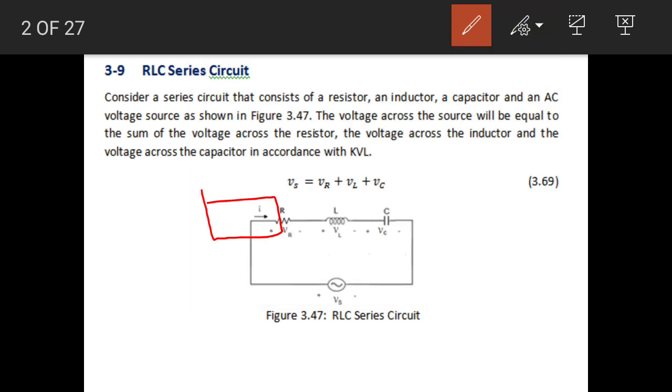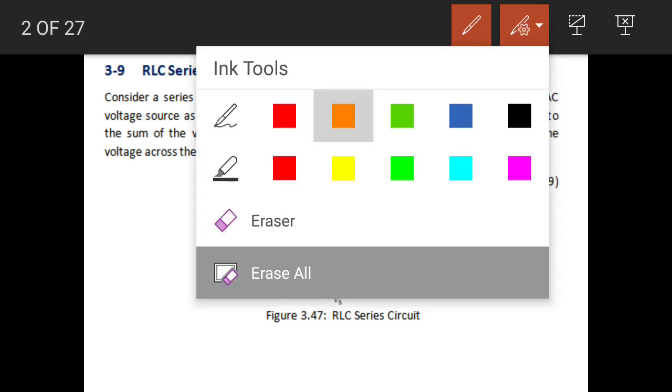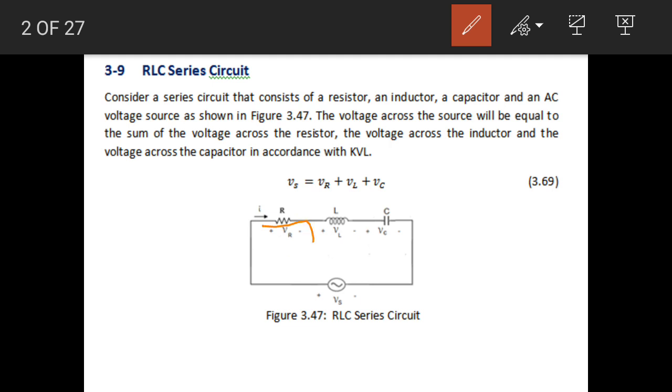results in a voltage drop across the resistor, a voltage drop across the inductor, and a voltage drop across the capacitor. So there will be an AC voltage across the resistor that is represented by VR. There will be an AC voltage across the inductor which is represented by VL, and there will be an AC voltage across the capacitor which is represented by VC.